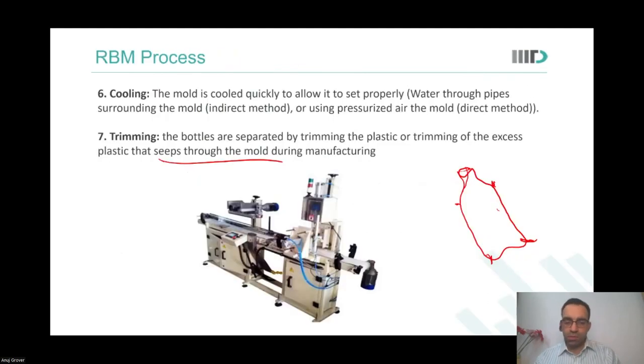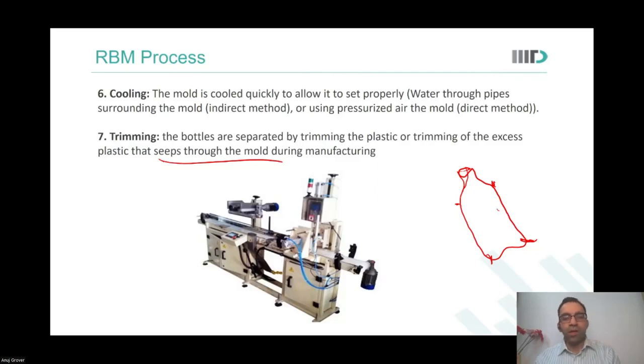Now, are you able to understand the process? Any questions about the process? Are you able to visualize it? Okay.